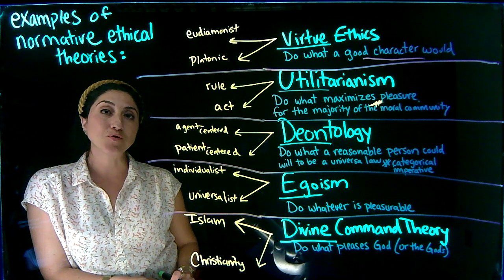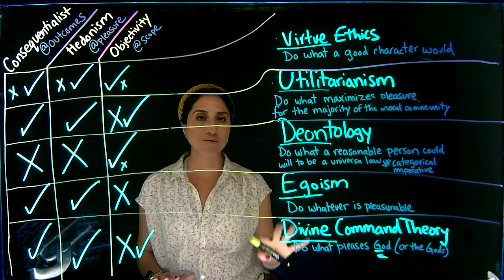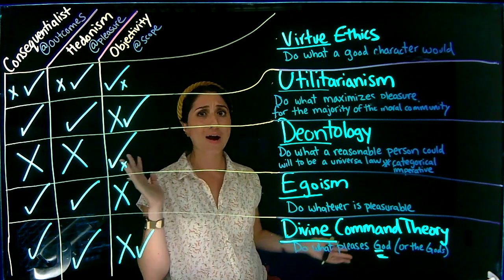Five examples of normative ethical theories are on the board now. This is the watered down version. Each one of these could have a 45-minute video.